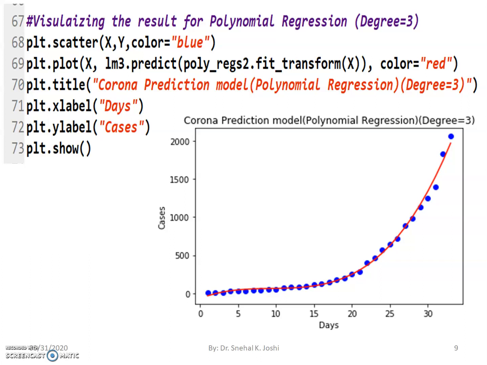Here is the code to plot both the scatter and the regression line together, and we also display the curve as a result of this code. As you can see in the plot for degree equal to 3, it is very much visible that our regression line, displayed in red, is highly close and follows the actual cases. In the next slide, we compare both plots obtained using degree 2 and degree 3.